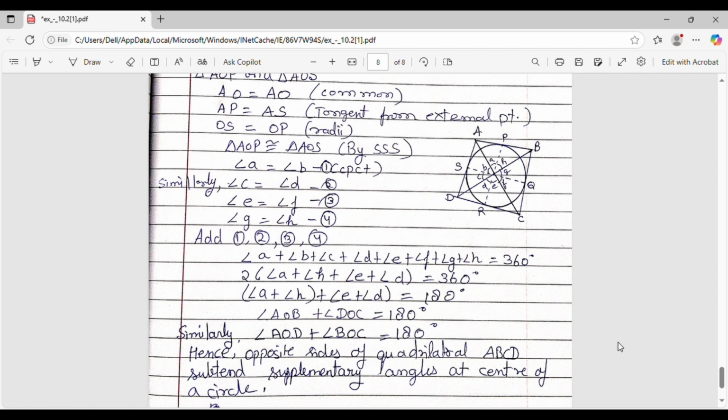By comparing these angles which are equal, we will take the pair of angles as twice one angle each, and we will get angle AOB plus angle DOC is 180 degrees. Similarly, angle AOD plus angle BOC will also be 180 degrees. Hence, opposite sides of quadrilateral ABCD subtend supplementary angles at the center of the circle. Hence, proved.